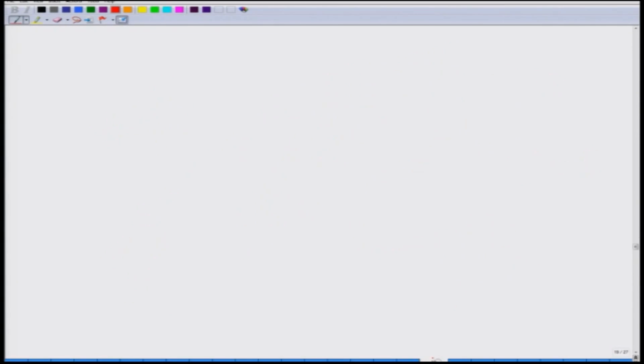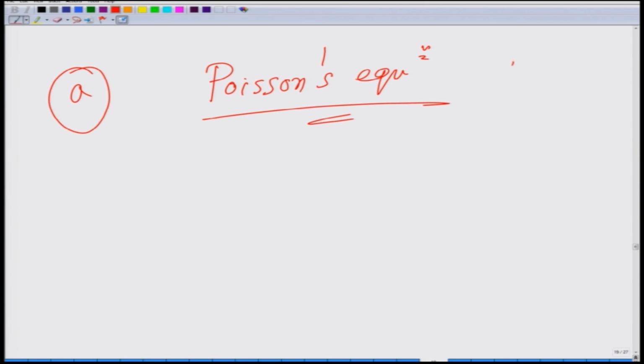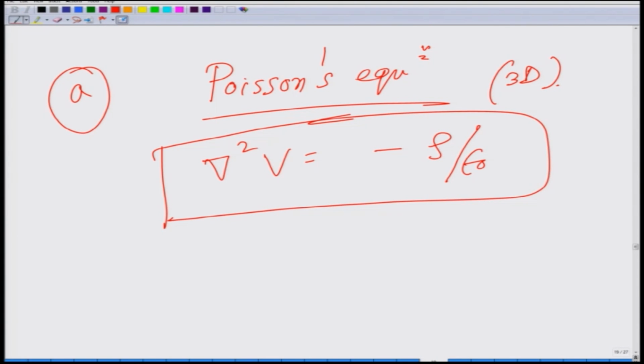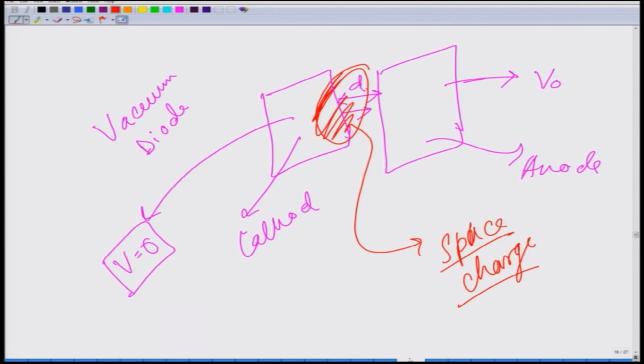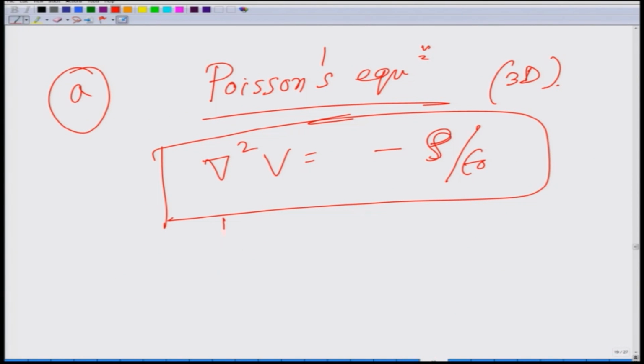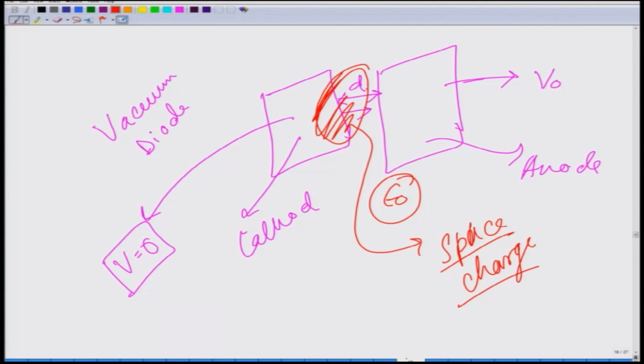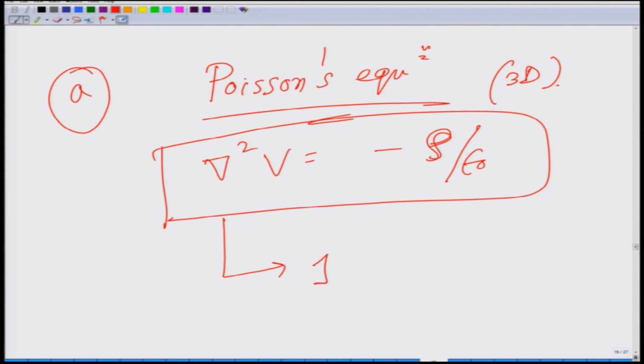Now, the first part of the problem says that you have to write the Poisson's equation. You know what Poisson's equation is in 3 dimensions. This is del square V equals the source, the charge density, divided by epsilon naught, where epsilon naught is the permittivity. Here we are dealing with 1 dimension. If I say this direction is x, I am dealing with 1 dimension. So, I can write the Poisson's equation in 1D. That solves the first part of the problem.